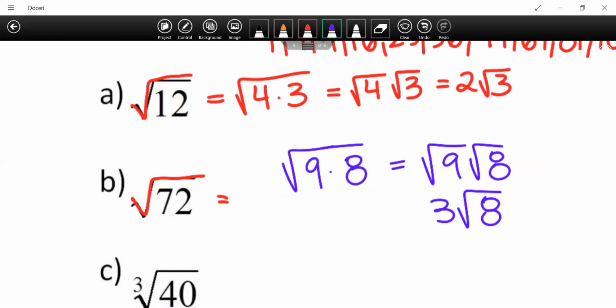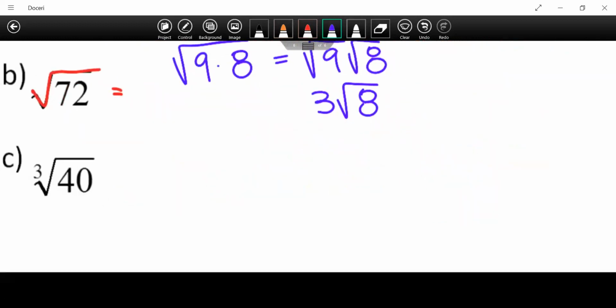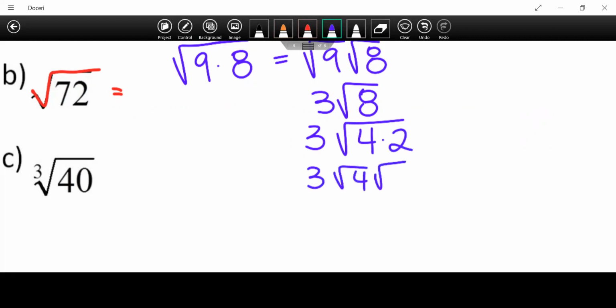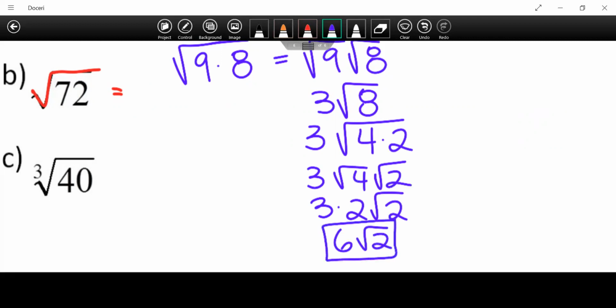Because 8 can be reduced down further. What would be the two numbers that can be multiplied? 4 and 2. So we get the square root of 4 times 2, 3 root 4 root 2, so 3 times 2 root 2, or 6 root 2. I know I'm doing a long way, I just want to show you. Some of you can still do that faster, and that's fine, but this is a long, cumbersome way. You have to think of doing it twice: once here, and then again here.